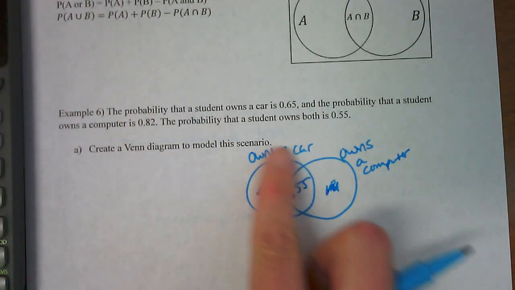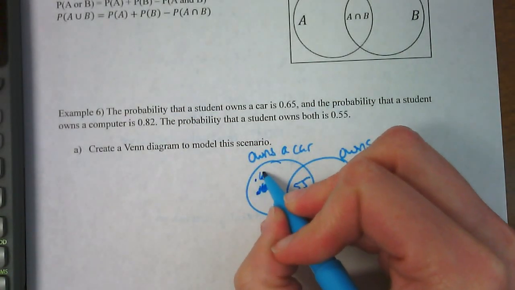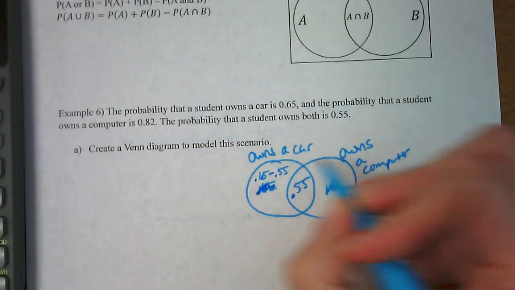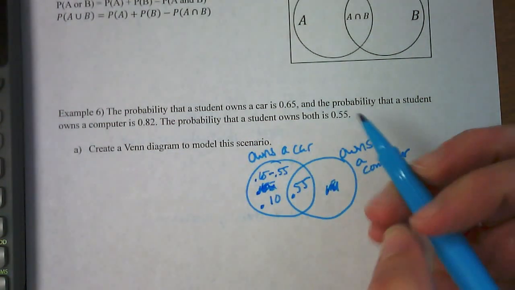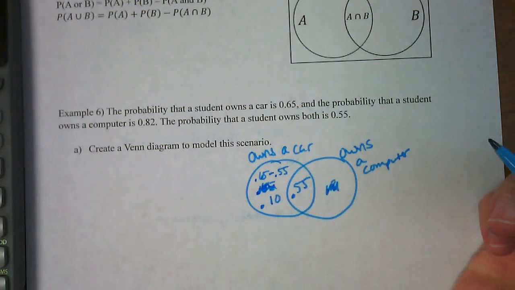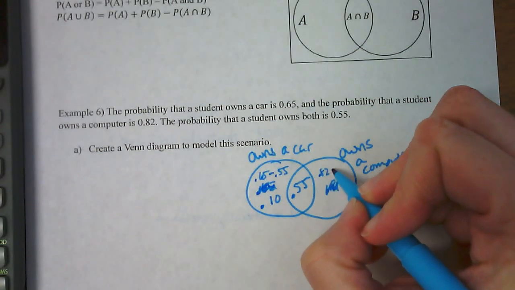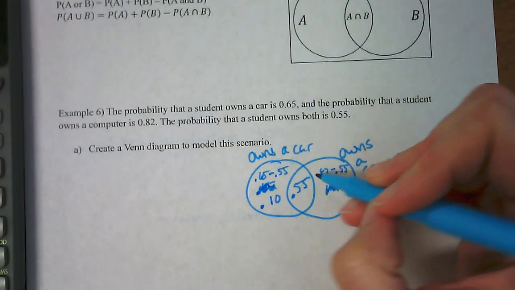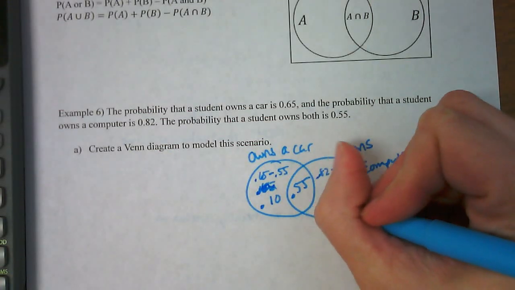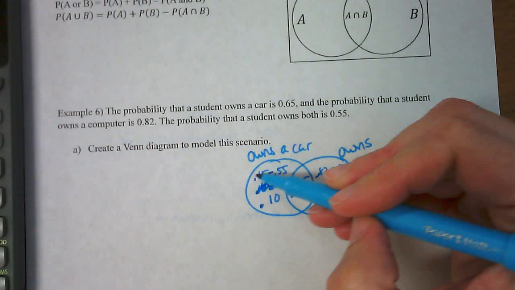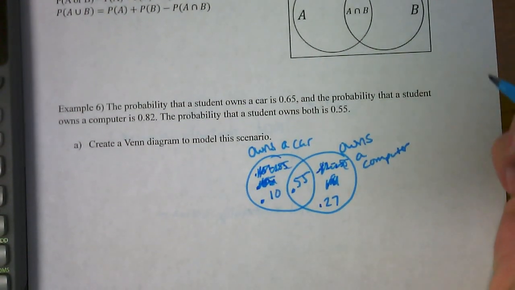And then total, this whole circle should be 0.65. So if I take 0.65 and I subtract the overlap, then that gives me 0.10. So owns a car only is 0.10. And then owns a computer would be 0.82 minus the overlap. So 0.82 minus 0.55 gives me 0.27. So this is just my work. I don't really need that there, but that's how we get those numbers.